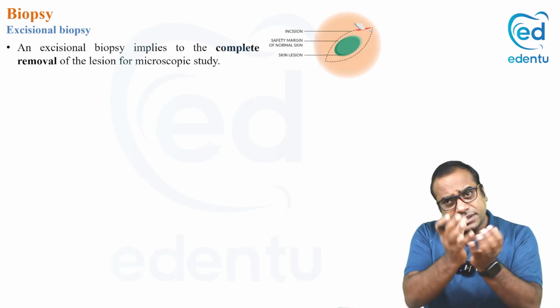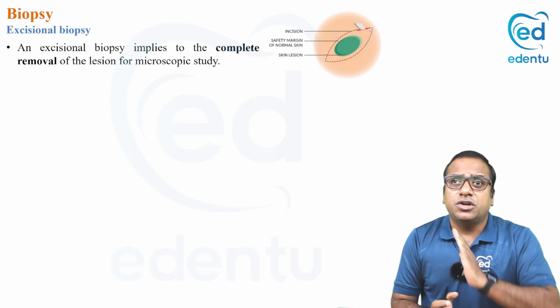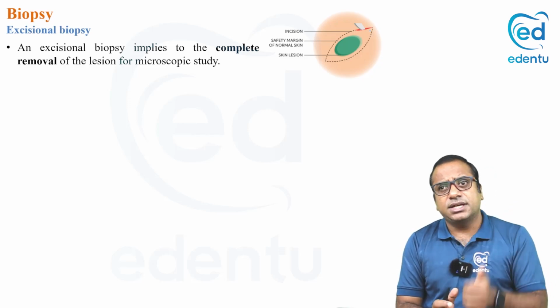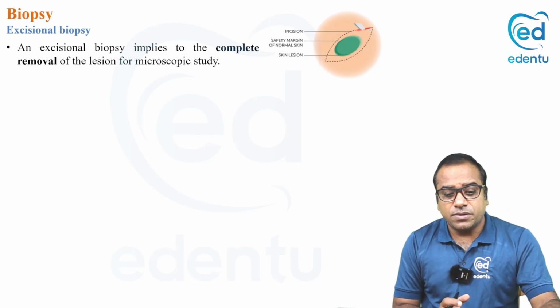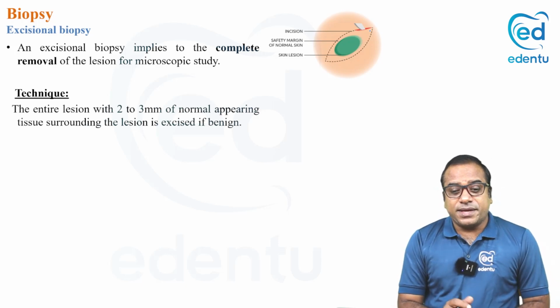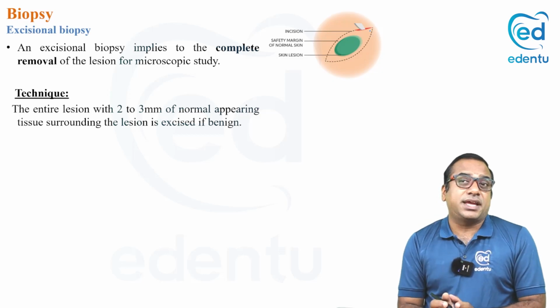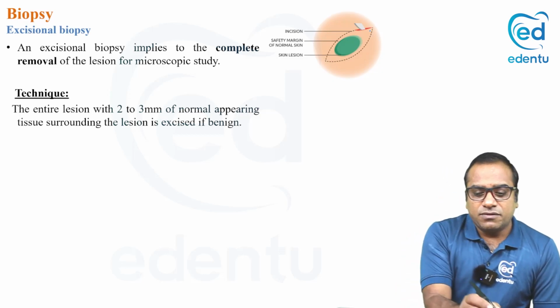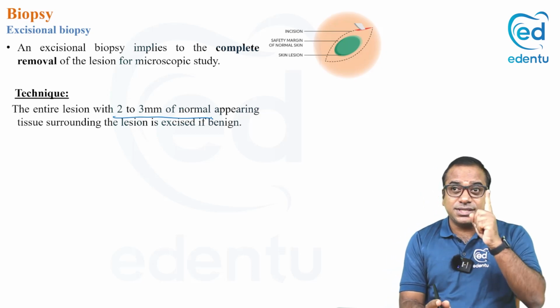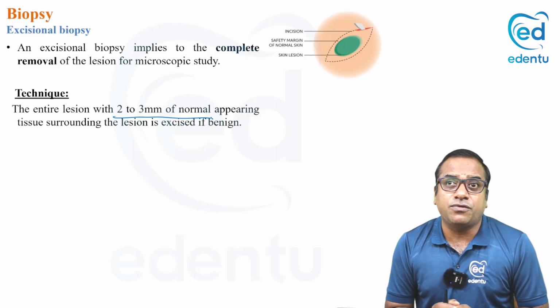Whole lesion, everything in toto, you have taken it out. No remnants, no daughter cells are kept there. Everything is taken out. So the technique for excisional biopsy: the entire lesion is taken out, complete removal with 2 to 3 millimeter of normal appearing tissues also. This is the golden mantra you have to follow.